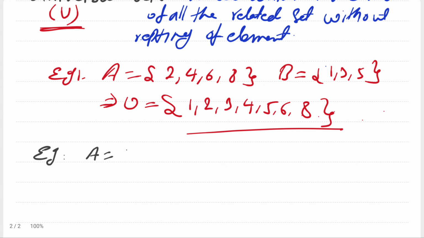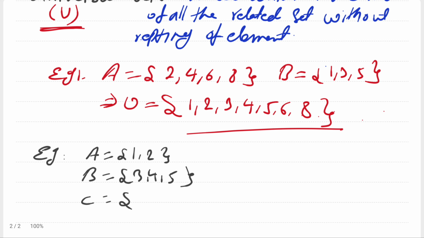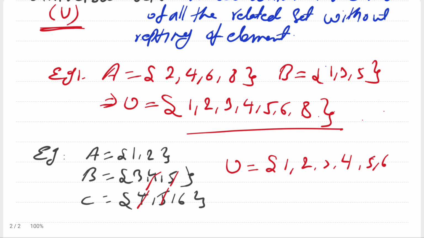Suppose this is A, with 1 and 2. And this is B, with 3, 4 and 5. And this is C. C has 4, 5 and 6. In this one, how will you write the universal set? The universal set is U. In this one, there are 1, 2, 3 and 4. Here 5 appears 2 times, and 4 also 2 times. So we don't have to write 2 times, we write only 1 time, like 4 one time and 5 one time, and then 6. This is our universal set.